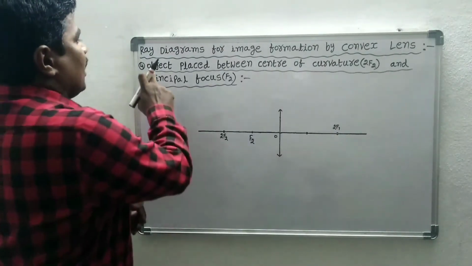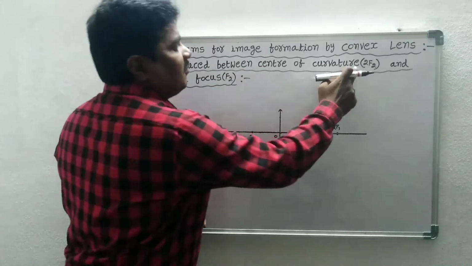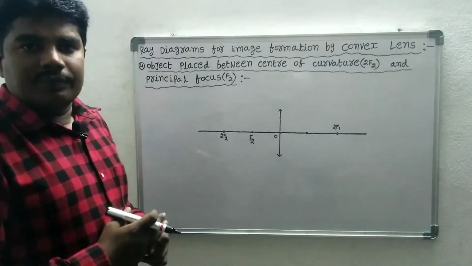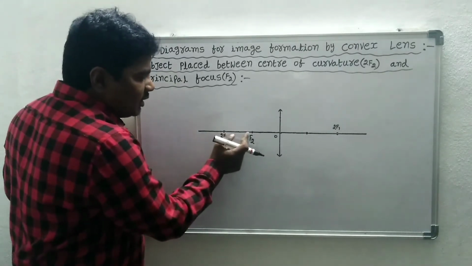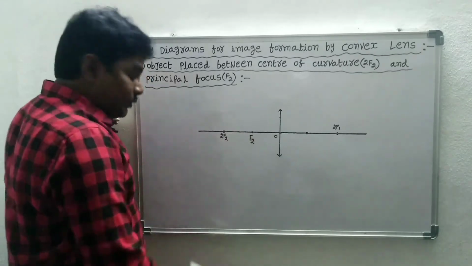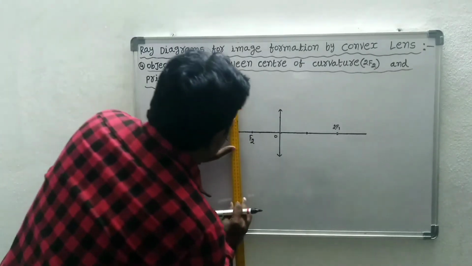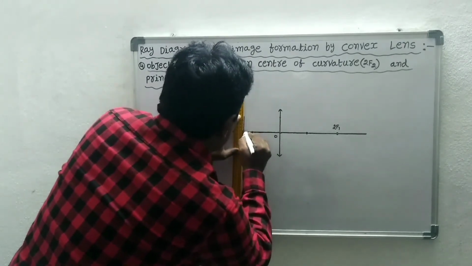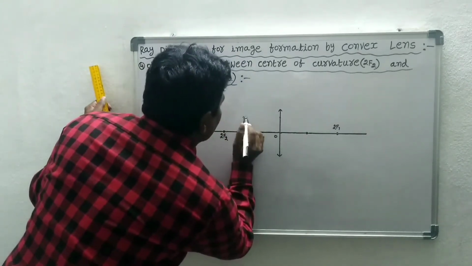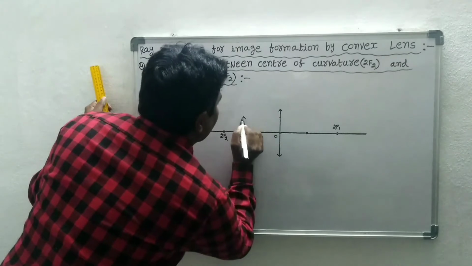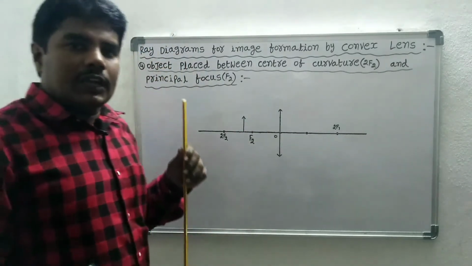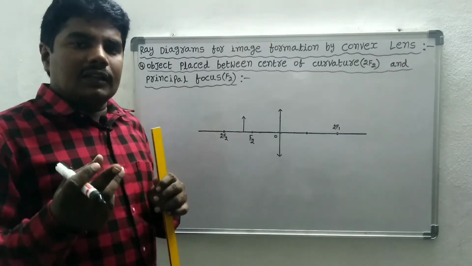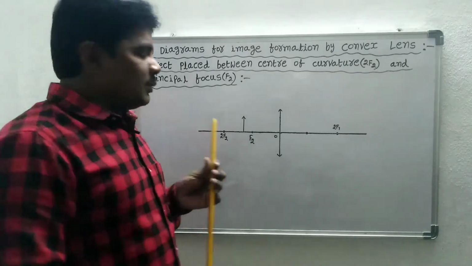Number 4, object placed between center of curvature 2f2 and principal focus f2. Here we keep the object between f2 and 2f2 like this. This is the object. To draw the ray diagram, we take two light rays. One is passing through the optic center and another is passing parallel to the principal axis.